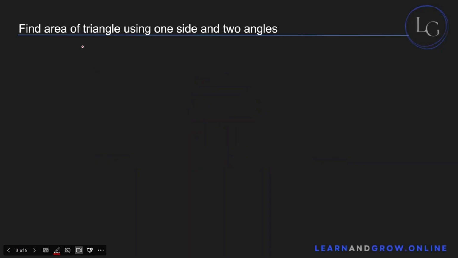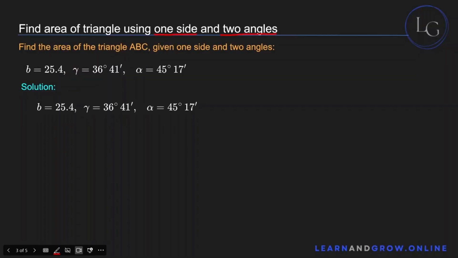Now let's see how you can find the area of a triangle using 1 given side and 2 given angles. So basically, let's say again, draw the triangle, right? And say this is angle alpha, so this would be side A, this is angle beta, so this would be side B, this is angle gamma, so this would be side C.